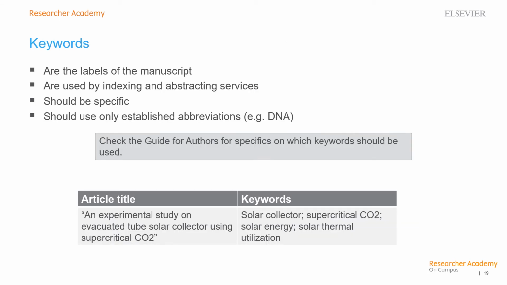Keywords are the labels or tags for your manuscript and are used by indexing and abstracting services. The first thing to say here is that you should avoid words that have broad meaning. Keywords should be specific enough to give someone a very quick idea about the content of your paper. Only use abbreviations that are firmly established in the field of study. So, for example, in a medical journal, they would use, as it says here, something like DNA. Check the guide for authors, again, for specifics on which keywords should be used. The box at the bottom of this slide contains actual examples of keywords that are associated with an article taken from Science Direct, our online platform.